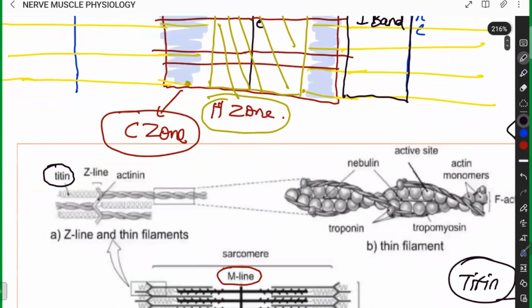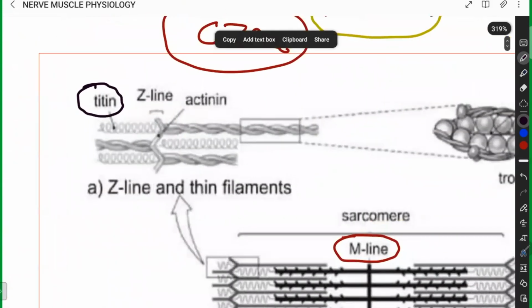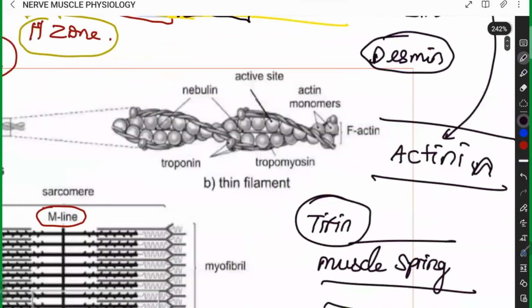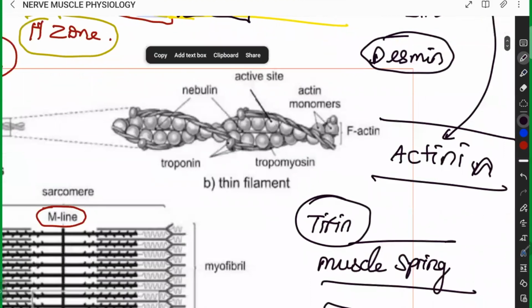Can you see here? So this is going to be your Z line. From the Z line, you have actinin. Okay, you have actins. So there are going to be three important components making up your thin filament. Number one, actin. Number two, tropomyosin. Number three, troponin.